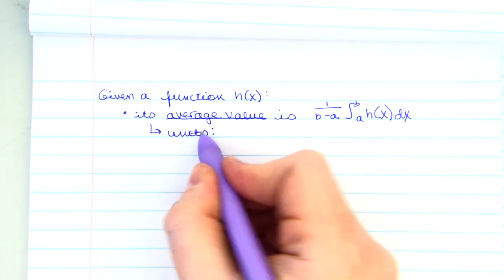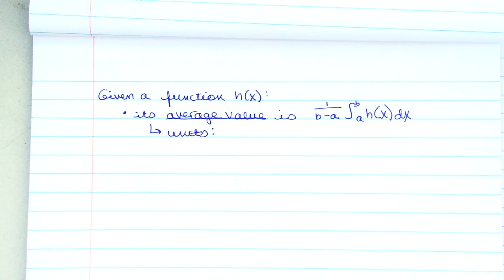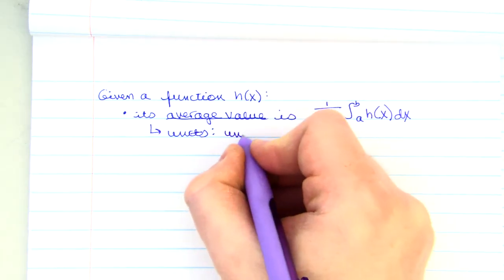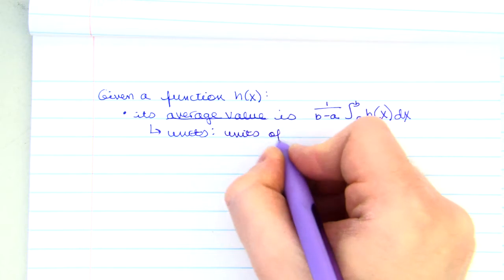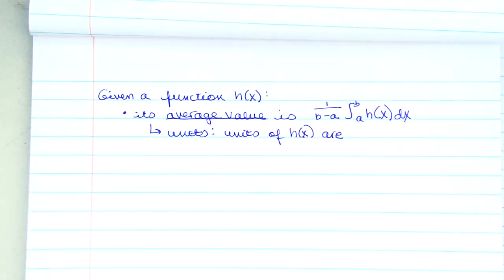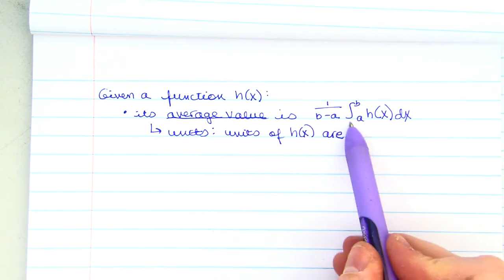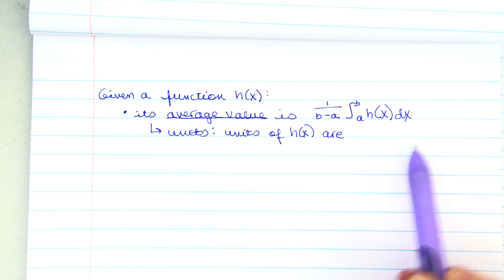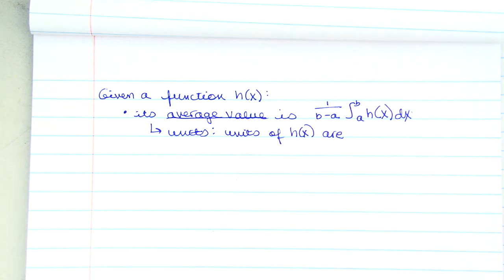We said when we did derivatives, our units were the units of our function divided by the units of the independent variable. For integrals, that was the units of our function times the units of the independent variable. Here our units are just whatever the units of h are. Why? Well, because this integral gives me the units of h times the units of x. But the 1 over b minus a out front is going to divide by the units of x. So they'll cancel each other out and just give you the units of whatever function you were dealing with.